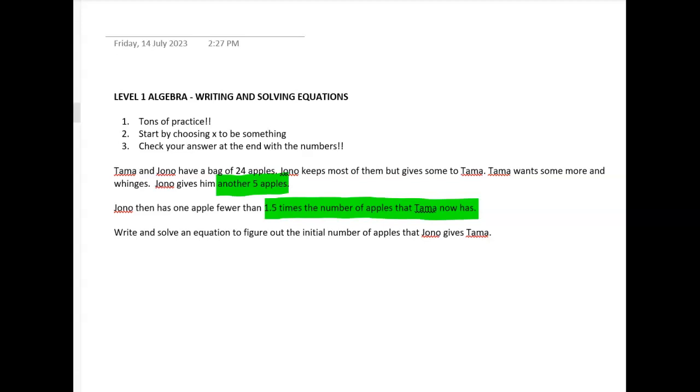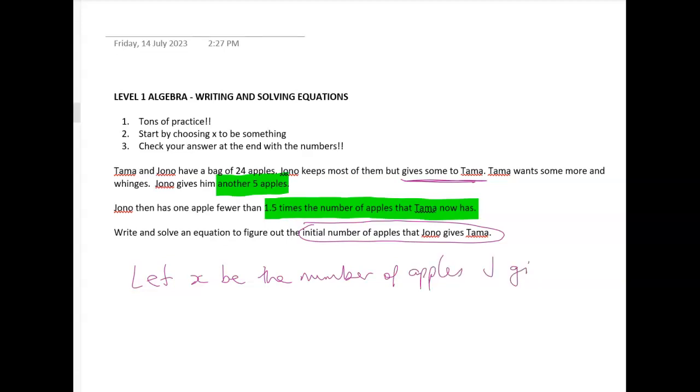So 3 things when you're working on these problems. Practice will definitely make them get easier, but always start by just choosing something to be x. And then at the end, check your answer with the numbers. So in this case, I'm going to start out by saying let x be the number of apples that Jono first gives to Tama. I don't have to do it that way, but that's what I'm looking for in the end, and that seems to be a kind of obvious place to start. Let x be the number of apples that J gives T at first.